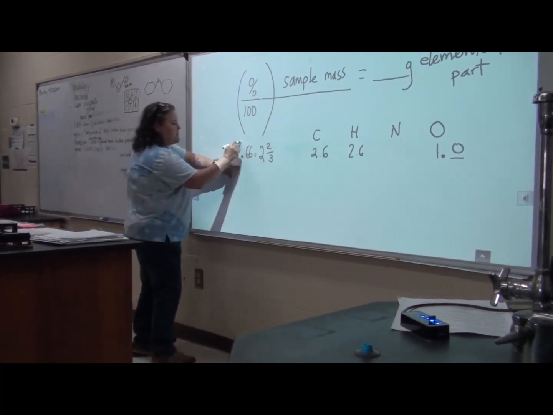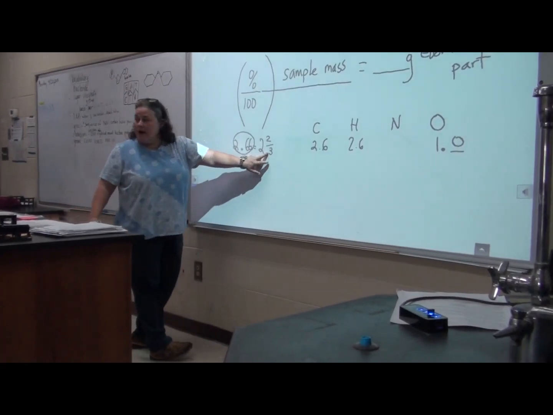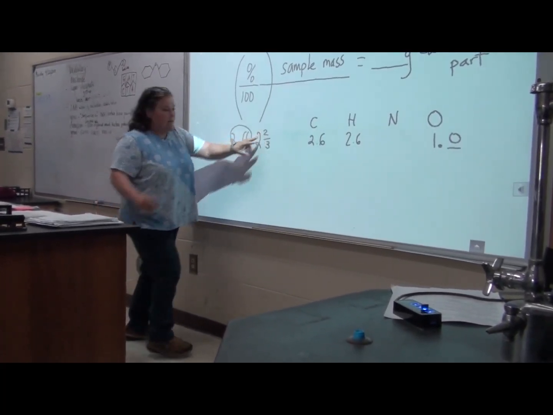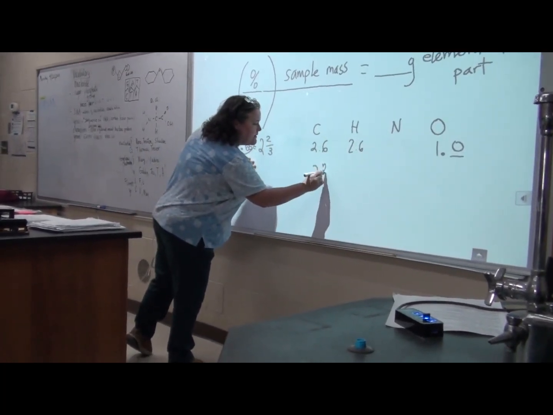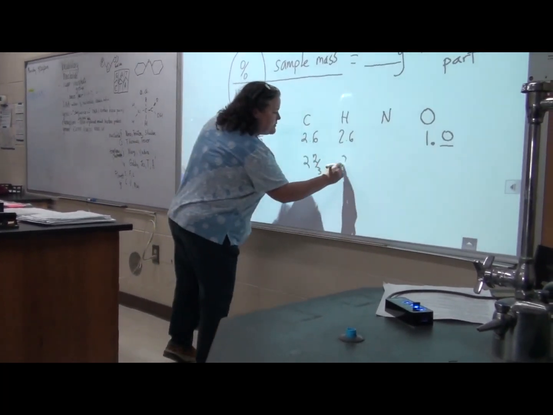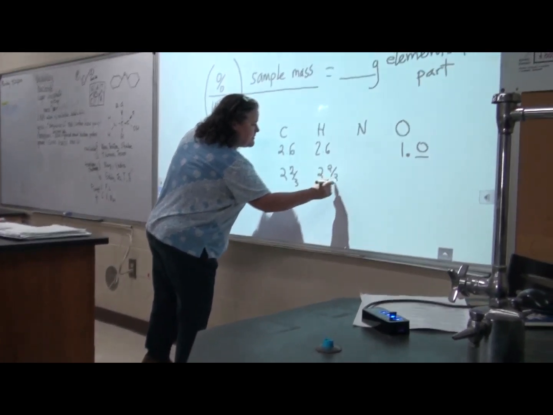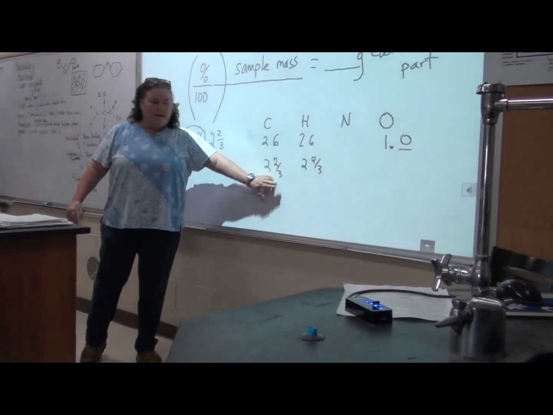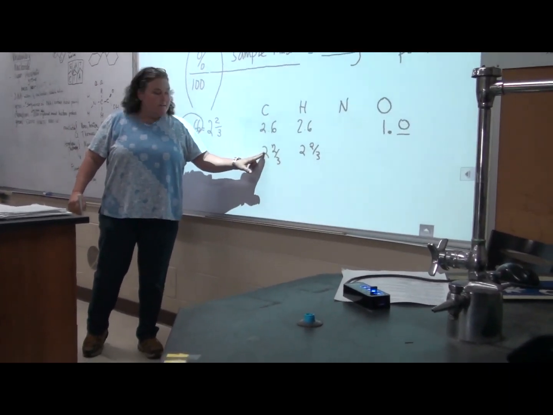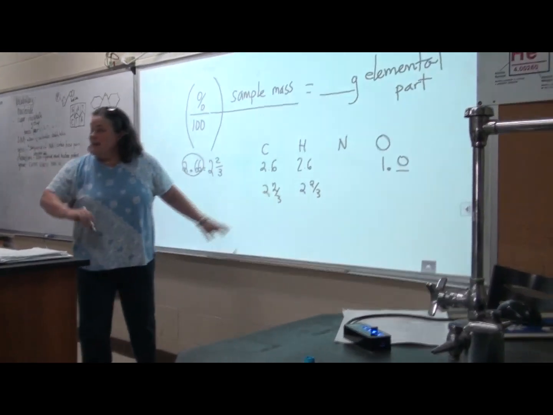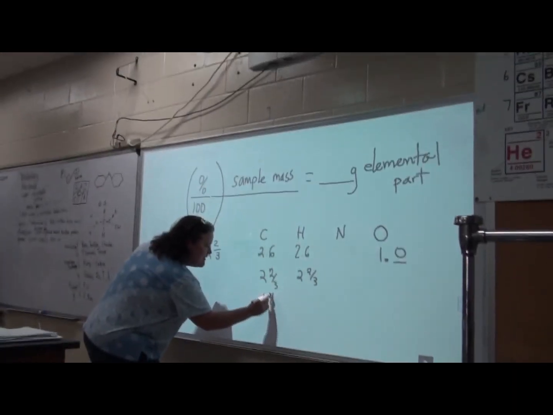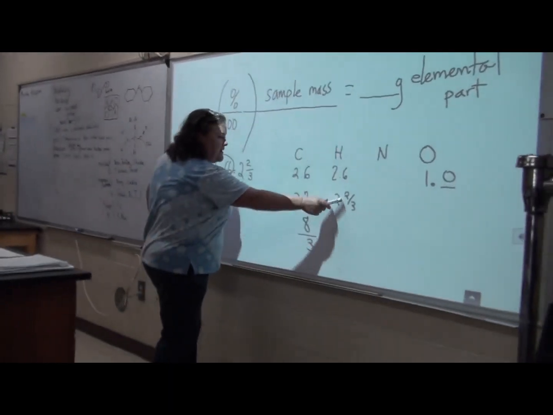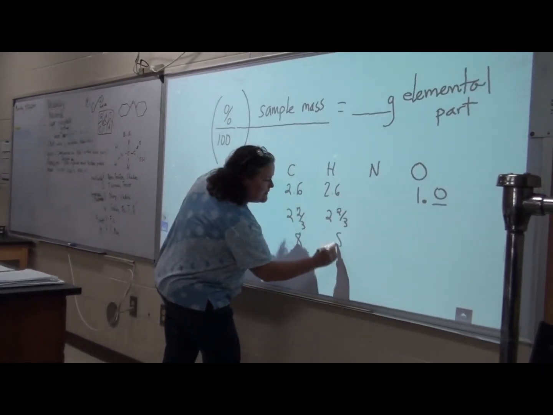I'm going to change this to an improper fraction. .66 is treated as 2/3. So I'm going to put 2 and 2/3. Now, what is the improper fraction from this? 8. Yes, 8 what? 8 grams? Or 8, yeah. It'd be 8/3.